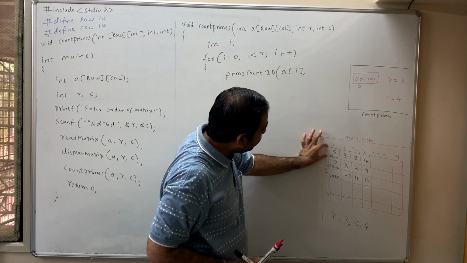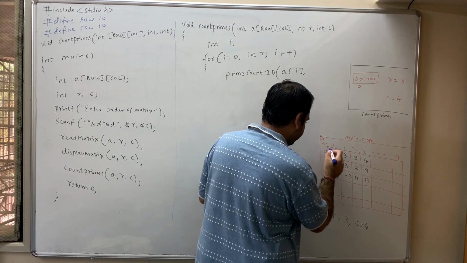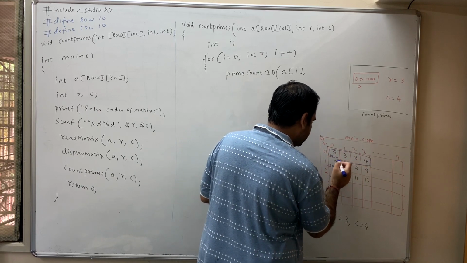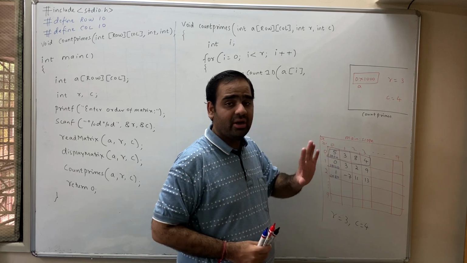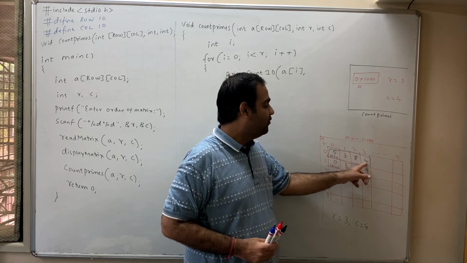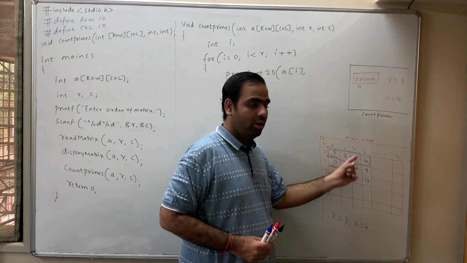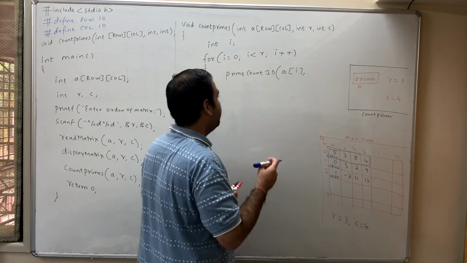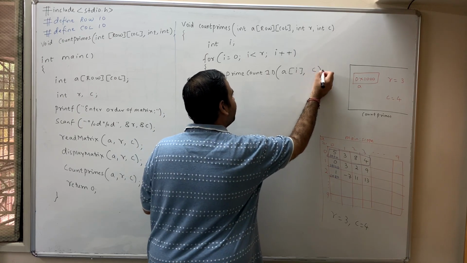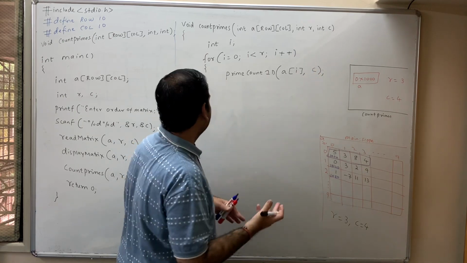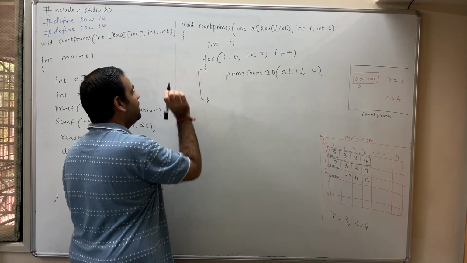Now tell me how many elements are there in this one-dimensional array. In this one-dimensional array, how many numbers are there? 1, 2, 3, 4, so 4 numbers are there. Why are there 4 numbers? Because the number of columns is 4. Hence, the second parameter is how many numbers are there, that is, the number of columns. And we will see the return type in some time.